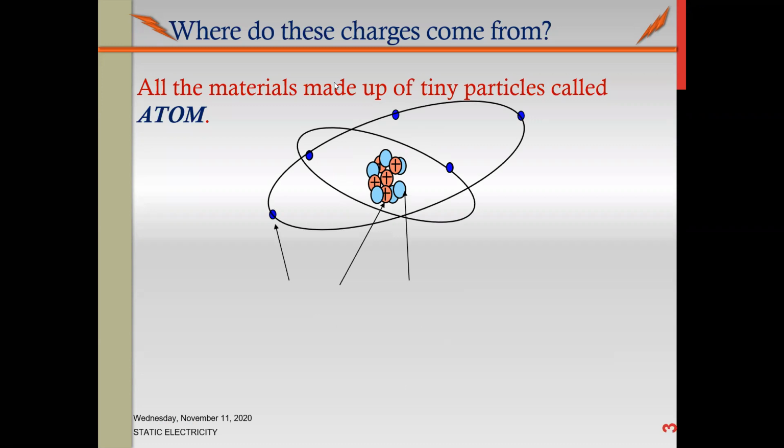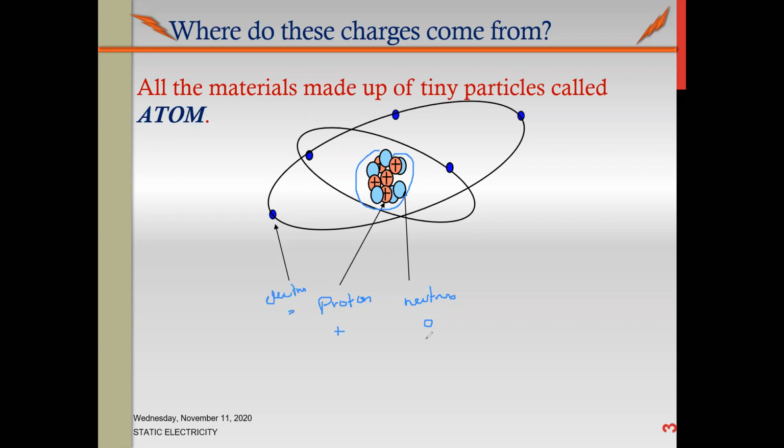You can see here, this is the structure of an atom. This is the nucleus, the central part. Inside the nucleus, you have proton and neutron. What is the charge of proton? Positive. Neutron does not have any charge. Net charge is zero. And what is the charge of electron? So electron is negative.